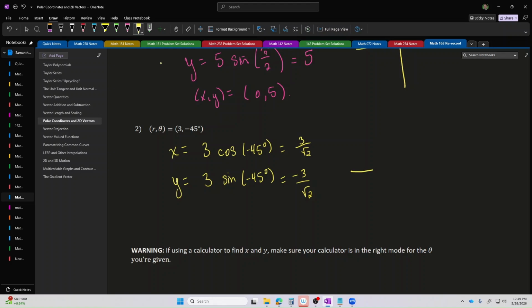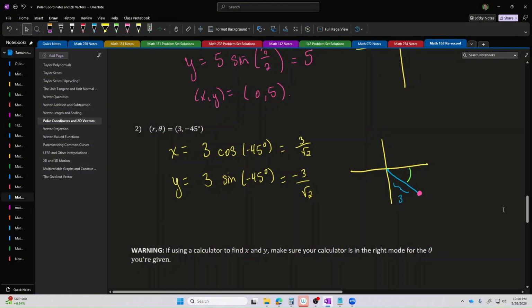Let's check to see that this makes sense. The theta being negative 45 degrees is going to be drawn clockwise down into quadrant number 4. I'm moving 3 units in that direction. So it makes sense that I've gotten this value of x and y here, where the x is positive, but the y is negative, because that makes sense for an angle in quadrant number 4, as we've drawn.